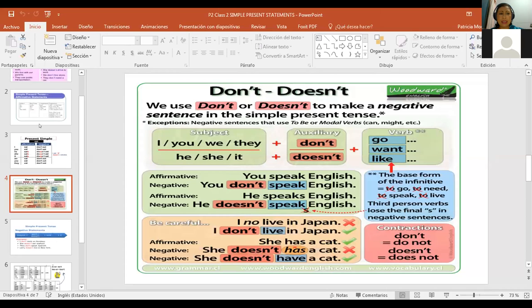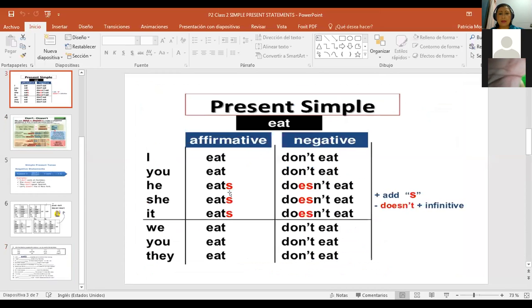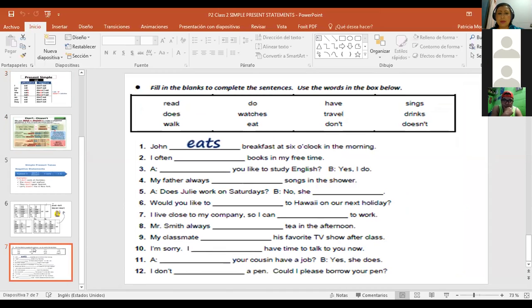So, let me share again. So, I will have a fast review for you. Meanwhile, the people are coming back from the groups. So, we were studying that we add, for example, to he, she, it, a letter S to the verb, when it's an affirmative sentence. But when it's a negative sentence, we use the auxiliary don't, or in the case of he, she, it, we use doesn't.